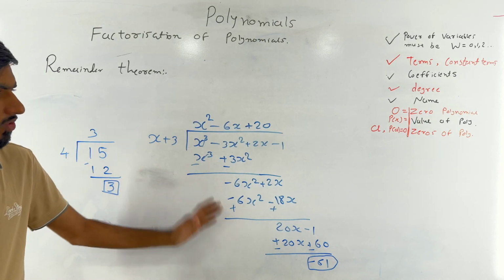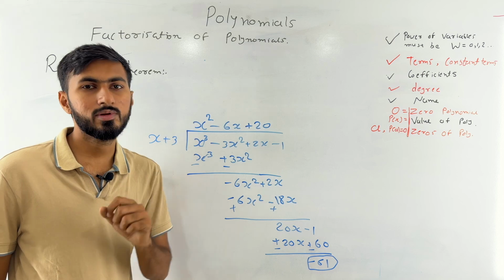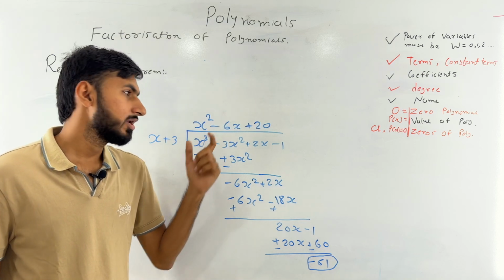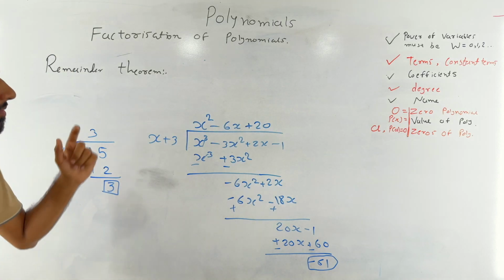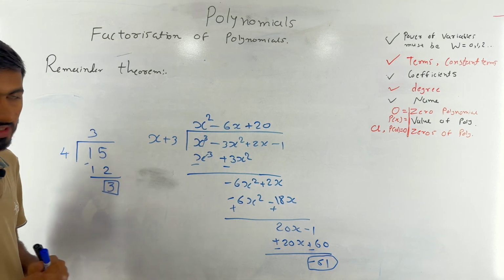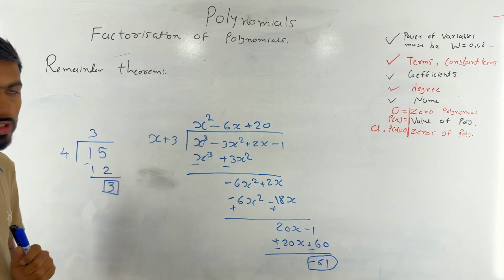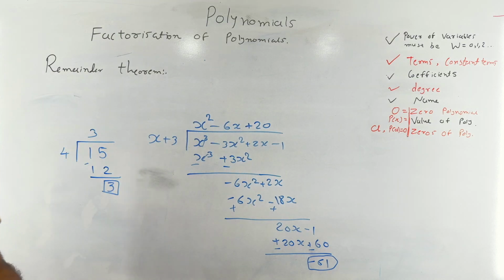Now this method is very long just to find the remainder. So we have to derive some short method or quick method to find a remainder when we divide a polynomial by another polynomial, and that quick method or short trick is just the remainder theorem. Now what is the remainder theorem? Let us first solve this example by using the remainder theorem, then I will state what the remainder theorem is, right?